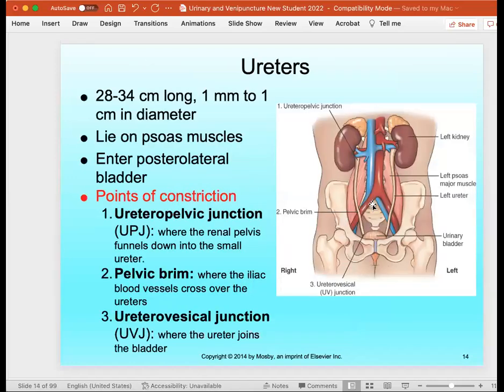Number 2 is the pelvic brim. That's where the iliac blood vessels cross over the ureters, or the ureters cross over the iliac blood vessels, which are these in red and blue. That is going to cause a constriction. And number 3 is the ureterovesical junction, where the ureters join the bladder. So these are the 3 points of constriction. It's important that you're able to identify them.